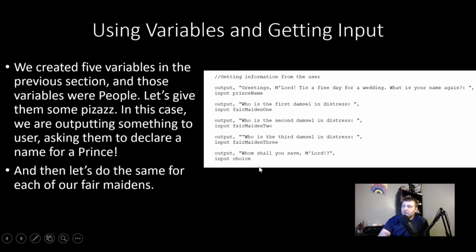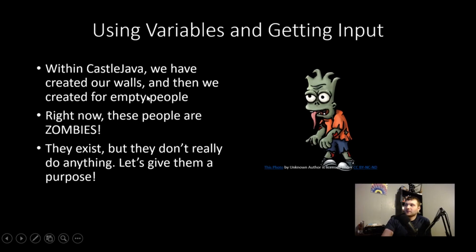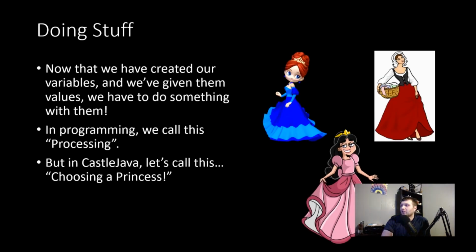Bingo, that looks great. And then finally, we have our final output here. Final output. Whom shall you save, my lord? And now we are going to save one of these fair damsels. We'll say from the fire-breathing dragon, just because we can. So that's what we're doing here, is we are taking our zombies, we're giving them names, giving them identities, and we're taking this zombie, and we're turning them into one of these beautiful princesses.